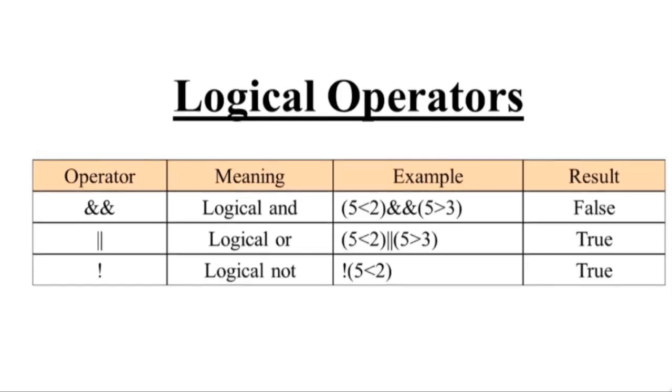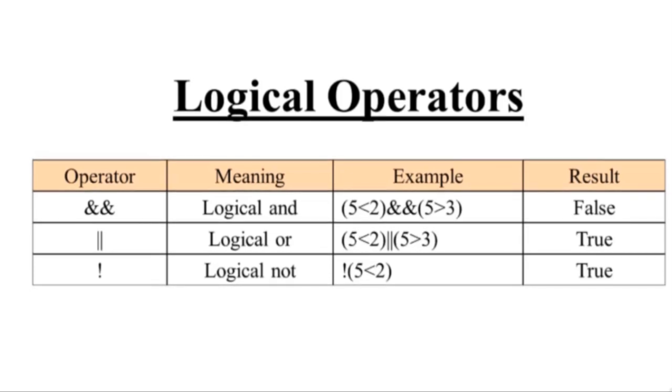If you have two conditions and you want to check that both conditions must be satisfied, only then do some operation. For example, if I'm doing a login, I want the username and password both to match in order to log in. So for that I will go for the AND operator.